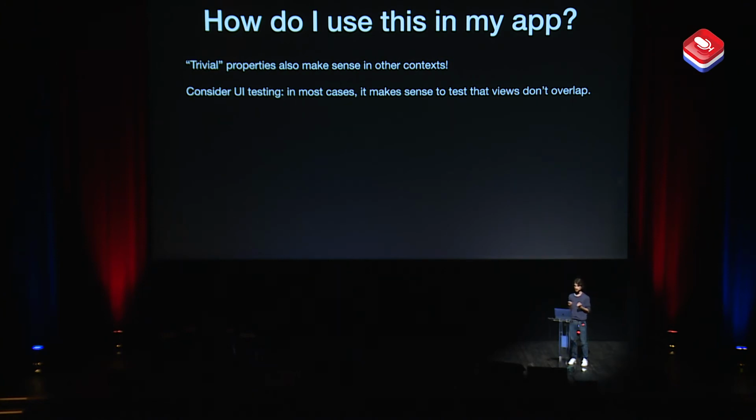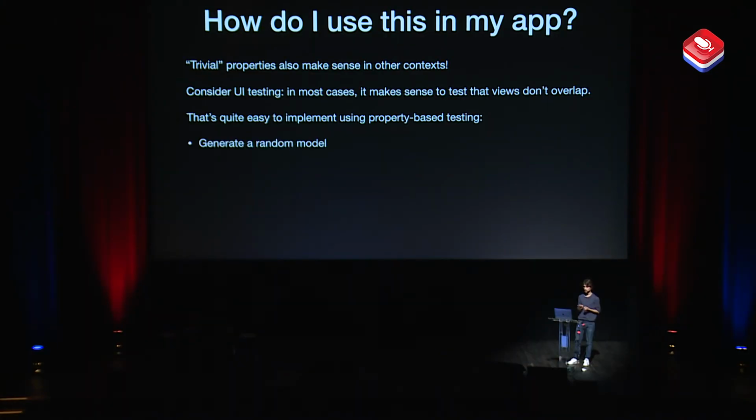And actually, trivial properties make sense in other contexts. For instance, consider UI testing. In most applications, it makes sense that no two views should overlap. This should be considered a bug. We know that UI tests are hard to write and hard to maintain and long to run. But the property just above, it's quite easy to implement using property-based testing.